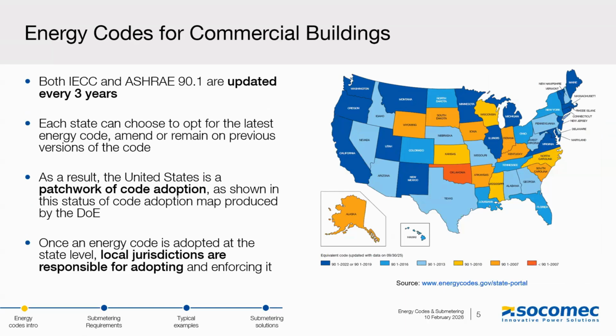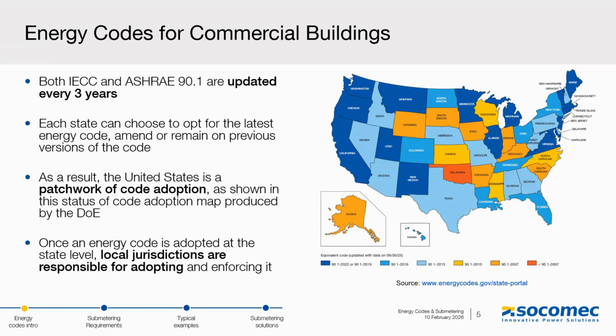Here we're showing a map of the US with the energy code revision, which is directly from energycodes.gov. So you can consult it real time. They update it multiple times a year. It's kind of a patchwork of code adoptions, provided by the Department of Energy. The blue colors are the more recent energy code versions, and the yellow, the orange, or the red are the older energy code revisions.